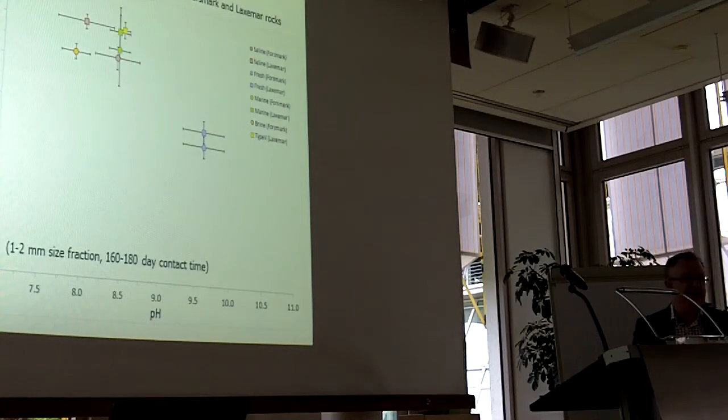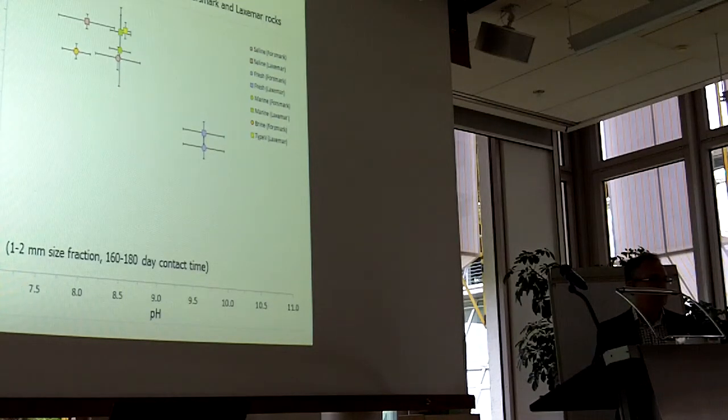So this is the data that we actually have from the site investigations for, in this case, americium. We have two different saline compositions for Laxamar and Forsmark. We have a meteoric groundwater composition, which we've done sorption studies for both Laxamar and Forsmark. Then there's a marine groundwater composition and a brine groundwater composition. And this is for a crushed size fraction of 1 to 2 millimeters and a contact time of between 160 and 180 days. It differed a little bit.